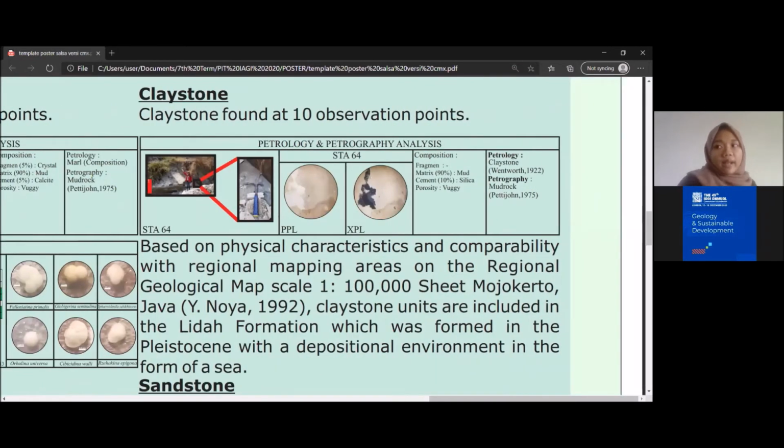Claystone is a very fine-grained lithology with gray color with no carbonate characteristic, which can be found at 10 observation points. Based on petrography analysis, the composition of claystone is mud as matrix and silica as cement, and there is also porosity that is classified as vug porosity.